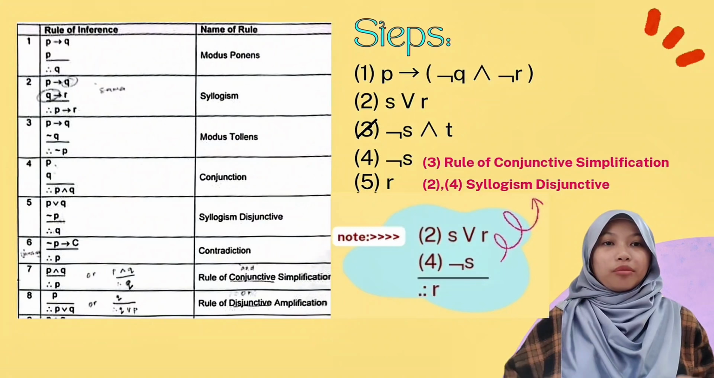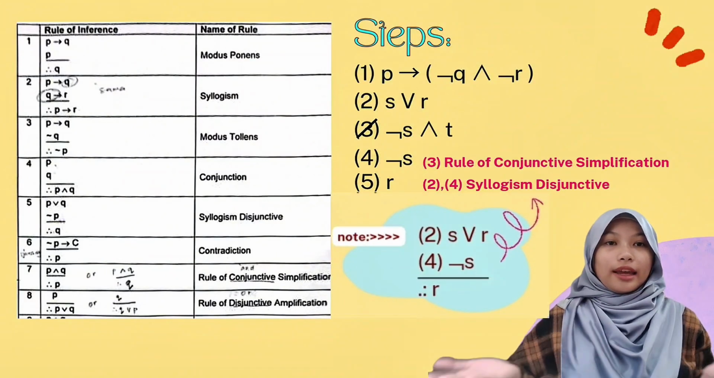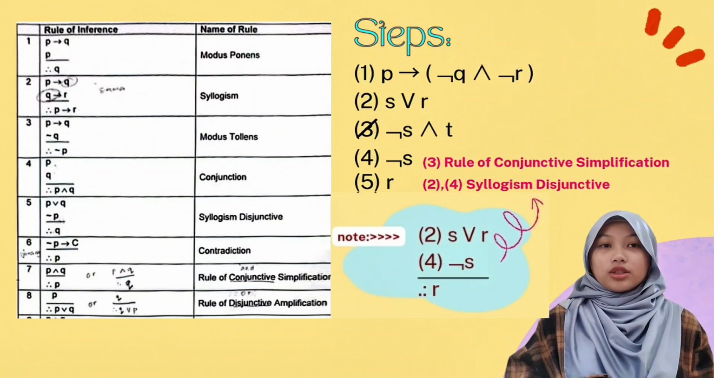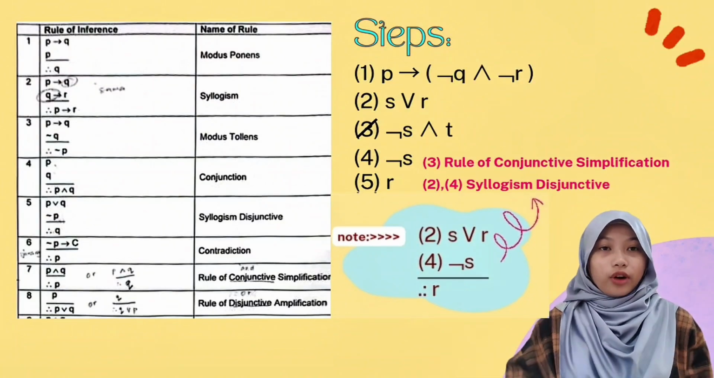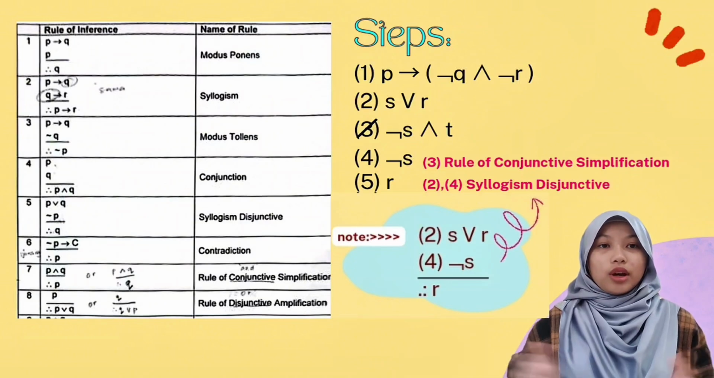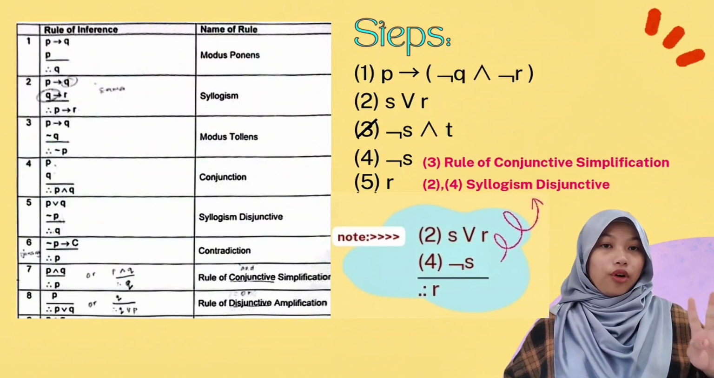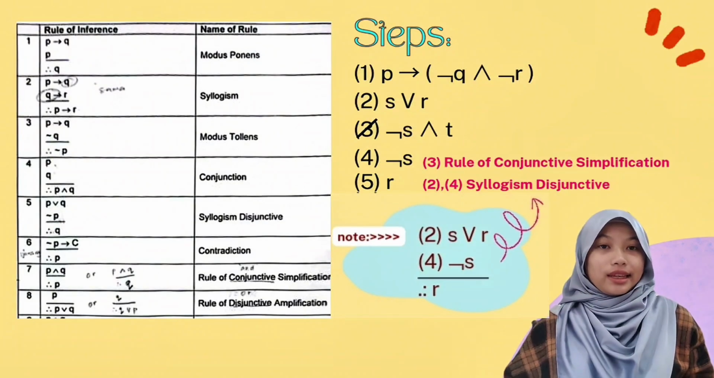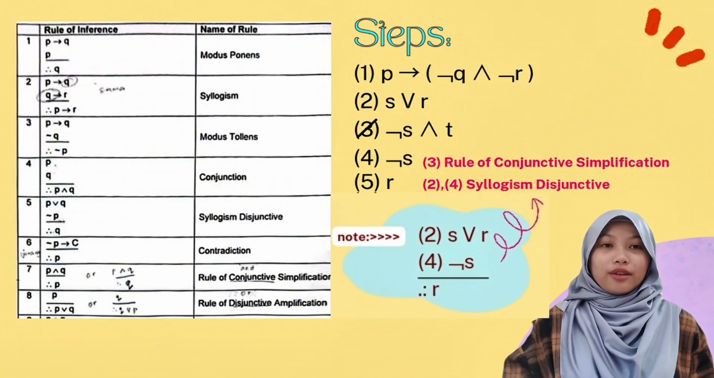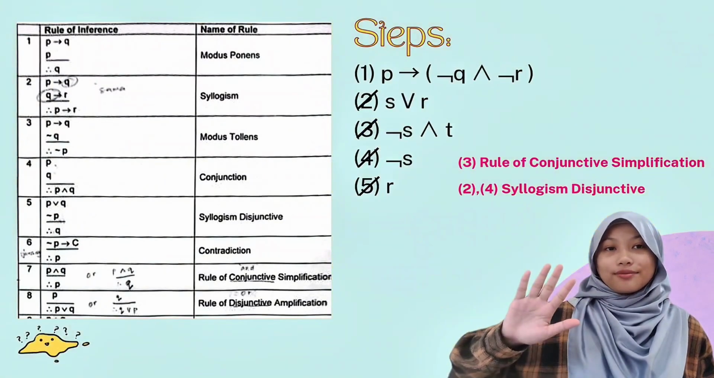Now look at line number 2, which is S or R. Since we know that not S is true, that means S is false. By applying the rule of disjunctive syllogism on line number 2 and line number 4, we can eliminate S. Hence, we are left with R. And that is our new line, line number 5.